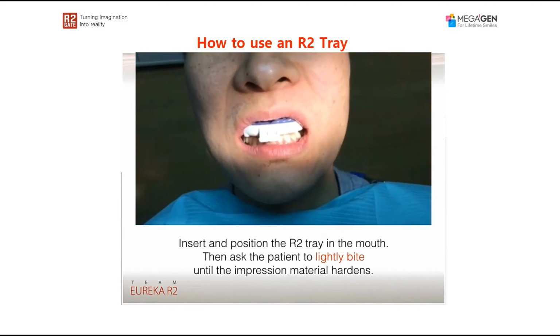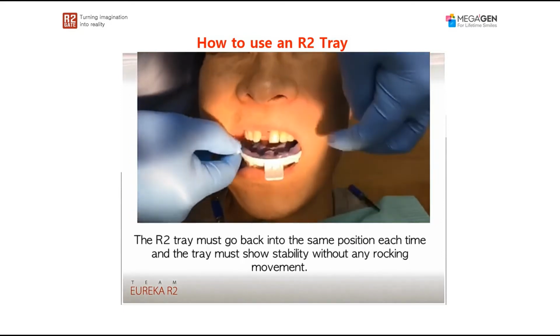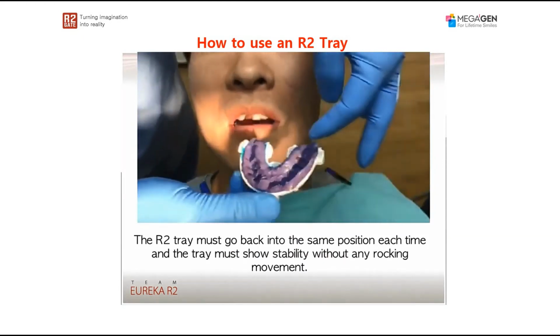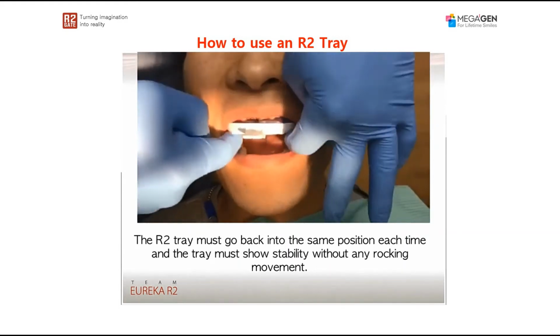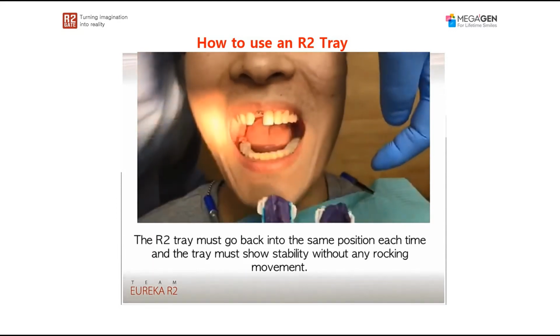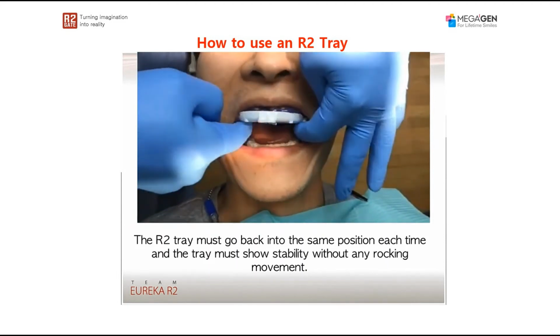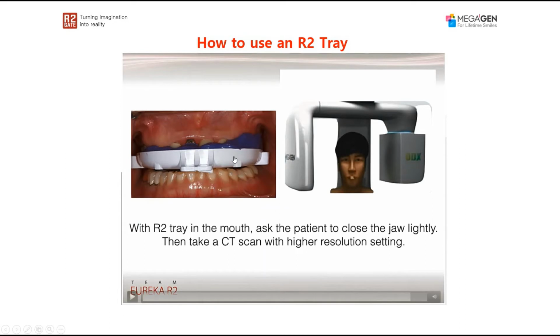What we'll do right now is we'll wait for that material to set without any movement, and then after that, I'll go ahead and take it out of the patient's mouth. Right here, the tray was taken out of the patient's mouth, and we're just trying the fit of the tray again, just to make sure that there is no rocking movement that happens in the patient's mouth right here. Next will be to CBCT scan the patient wearing the tray.